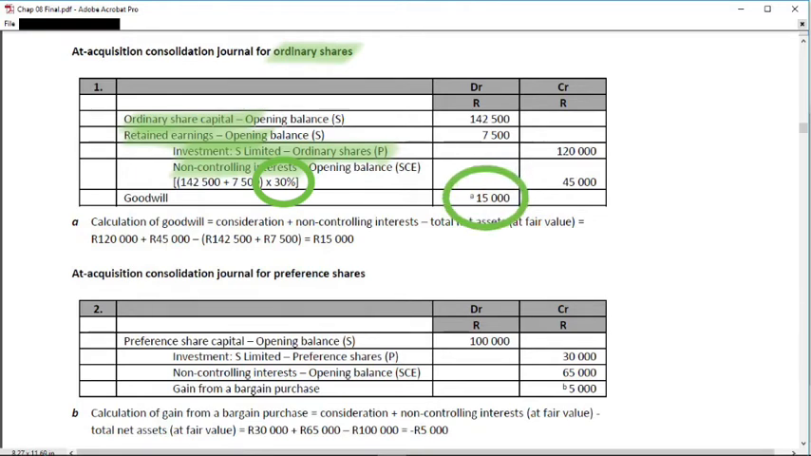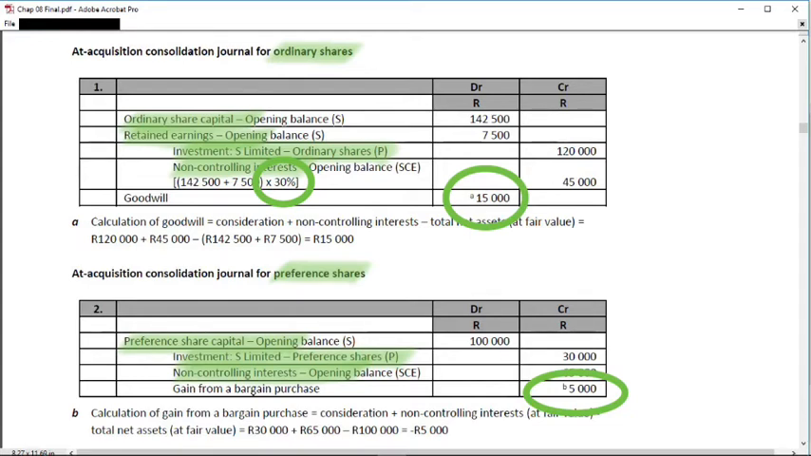Then I said we need a second at acquisition consolidation journal entry for the preference shares, where we eliminate the preference share capital against what the parent was willing to pay for his share, the investment by the parent. We measure NCI at fair value, and the fair value was given, and as a result we have a gain from bargain purchase. All of this was done in the analysis of equity.